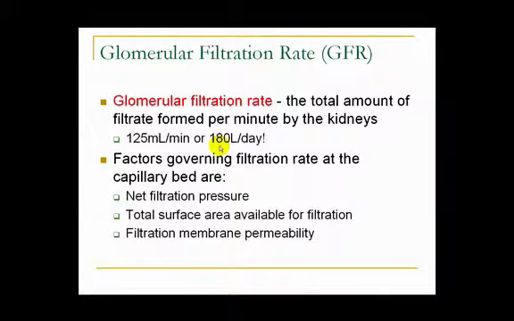So, factors that govern how quickly you produce filtrate. The main one, and this is what we're going to focus on, is the net filtration pressure, which we'll talk about. Other things that will affect it are the total surface area available for filtrate, so the number of nephrons. You have millions of them. We're not going to talk much about this because there's not much to it, except if for some reason you have less surface area, such as fewer nephrons.